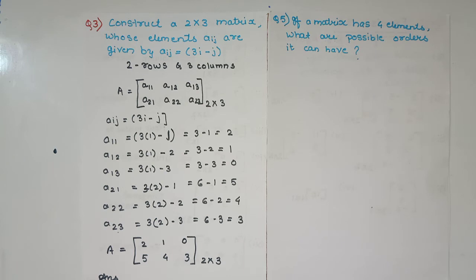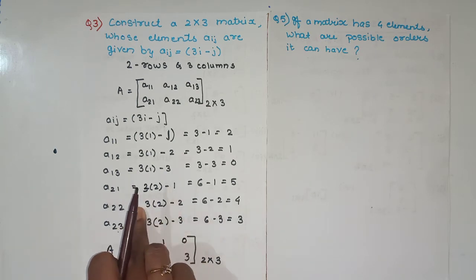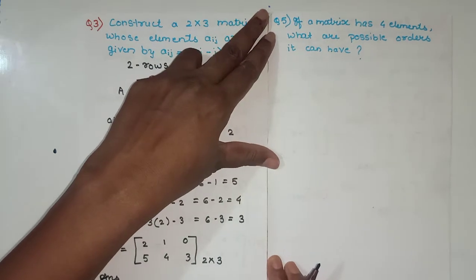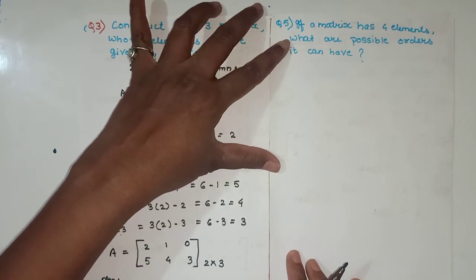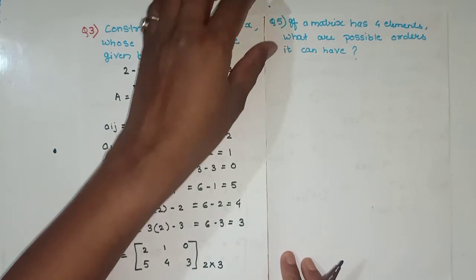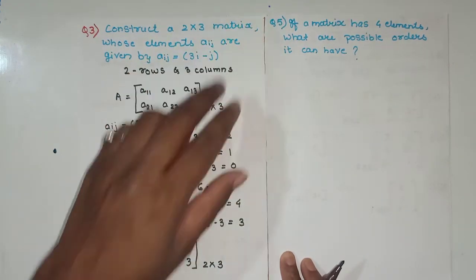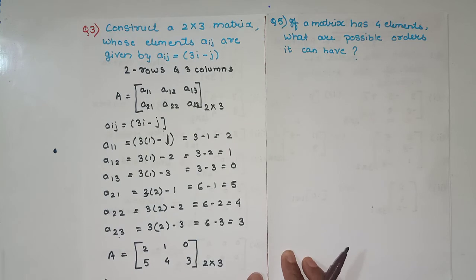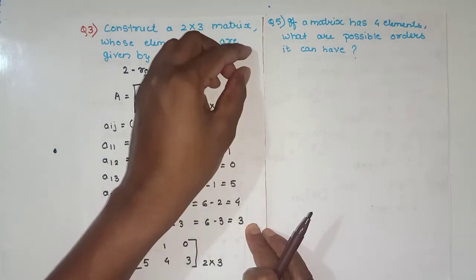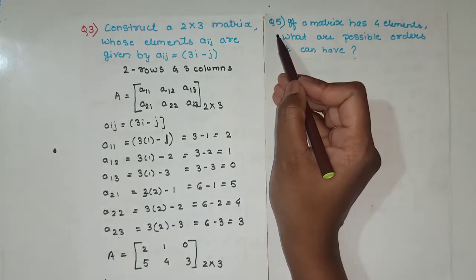Then question number 4 is similar to this, so you try to do it. And if you are not able to do it, write in the comment window so I can solve it and send it to you. Then the next question, that is question number 5.